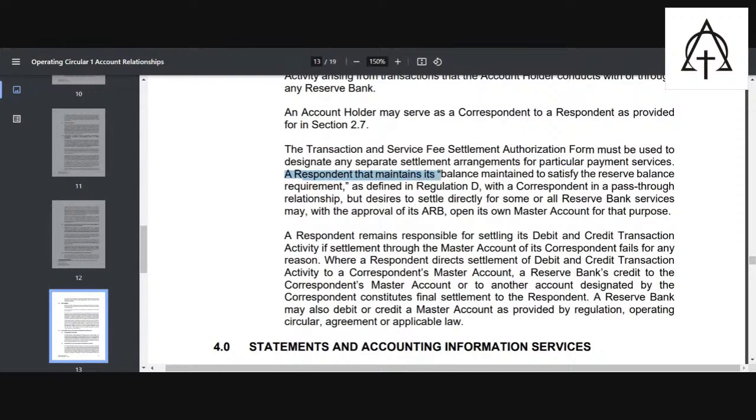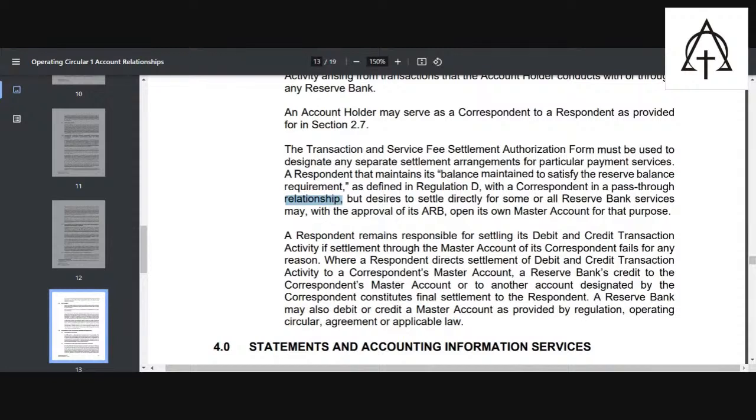A respondent that maintains its balance maintained to satisfy the reserve balance requirement. Remember, I said this isn't a national currency, that's a reserve currency. As defined in Regulation D with a correspondent in a pass-through relationship. See, like I said before, it's not supposed to be a checking or savings account where you hold things, because then you become a holder. You use it as a pass-through.